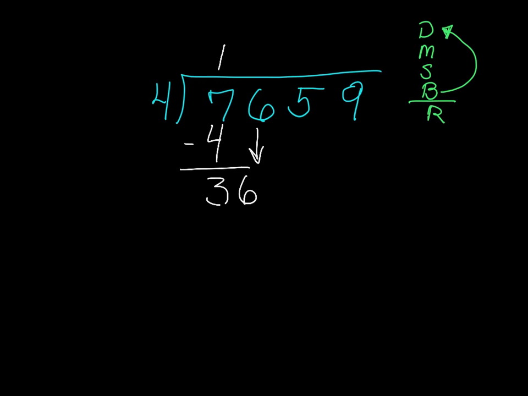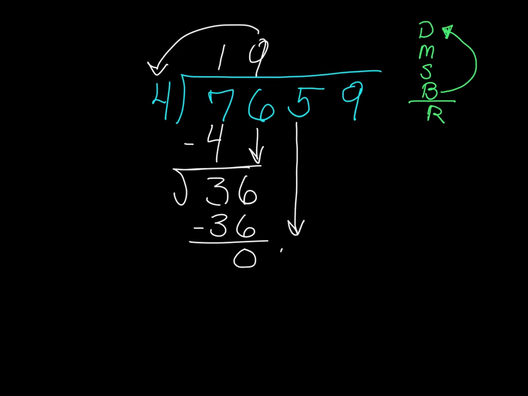Okay, so after we bring down, and there's more numbers to subtract and bring down, we know that we can't automatically go to the remainder. We need to go back to division. So 4 goes into 36 9 times. Then we multiply. 9 times 4 is 36, and we subtract. We have 0. Bring down our 5.